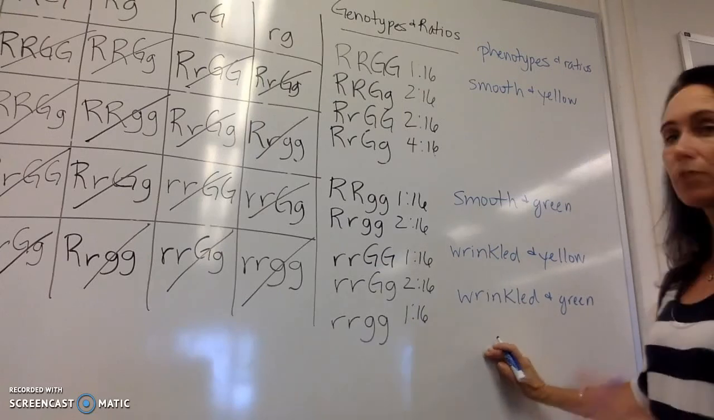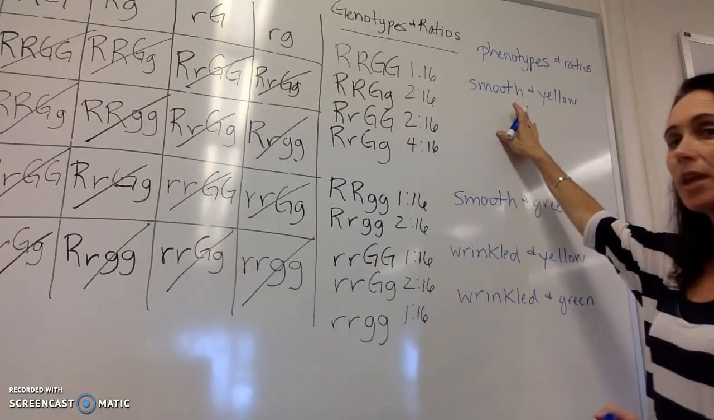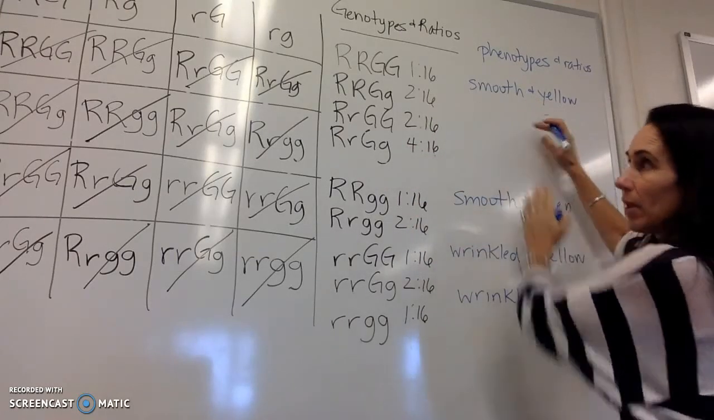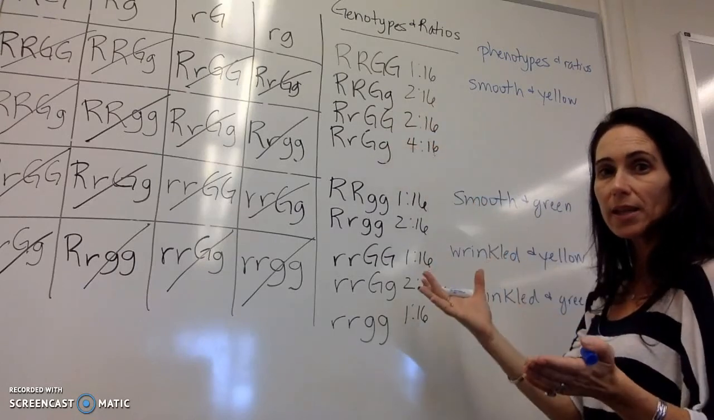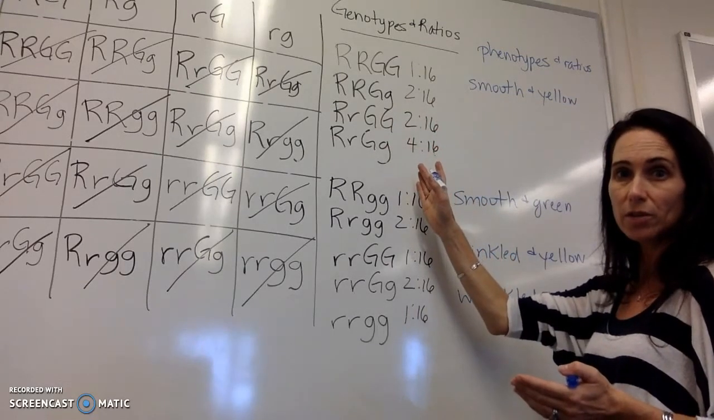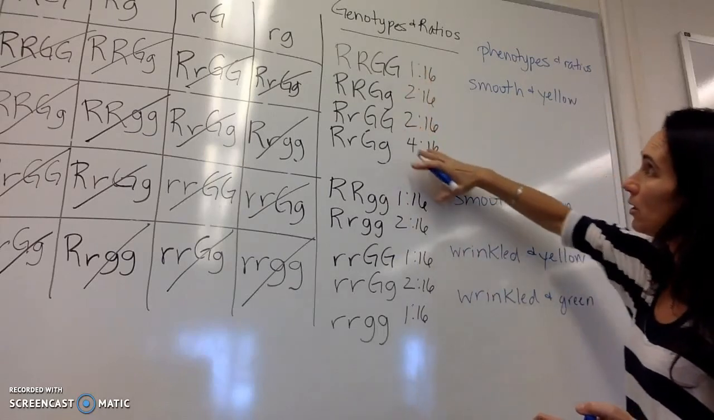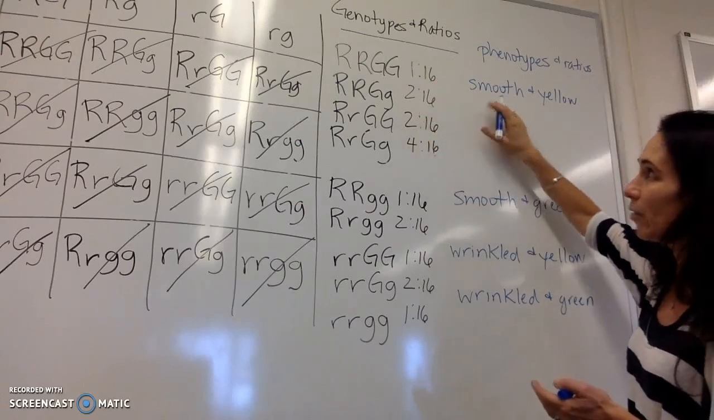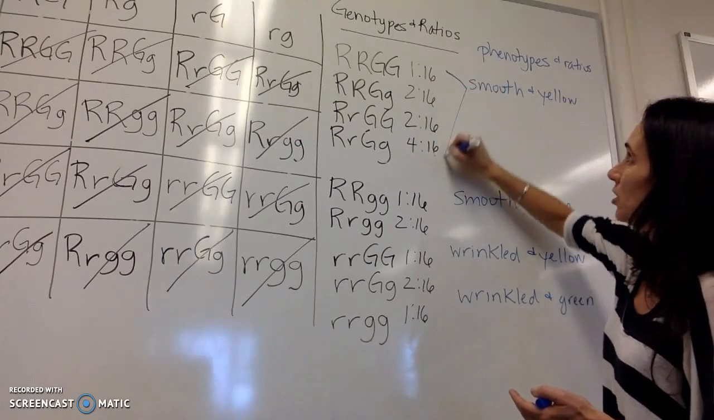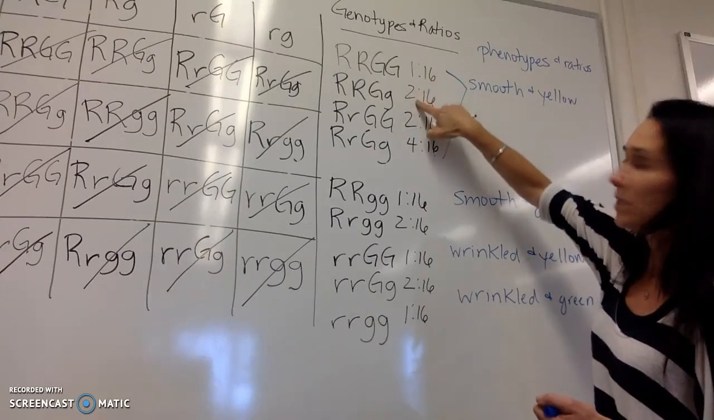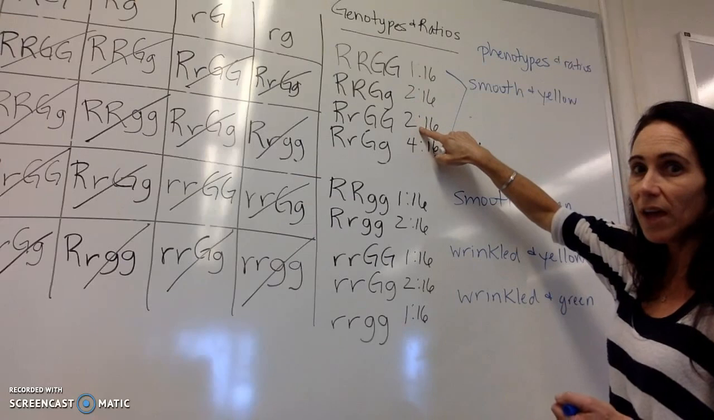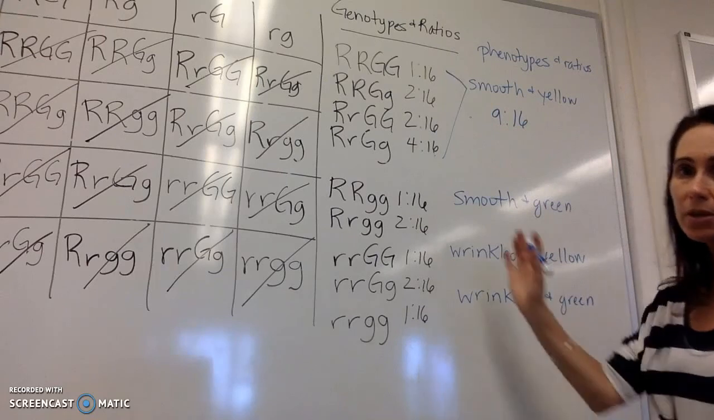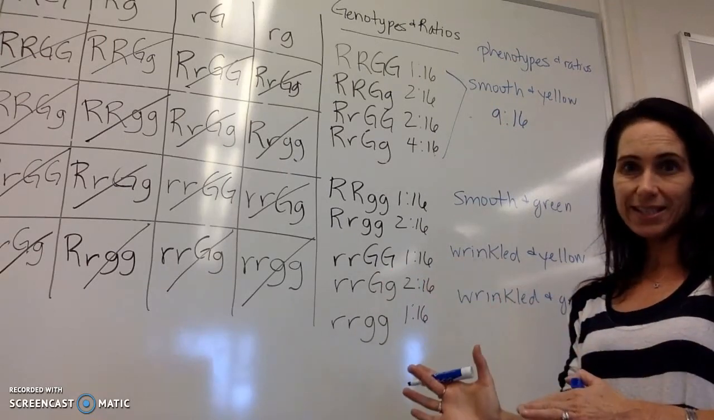And now what you're going to do for the ratios is you'll count how many times the genotype that produces this phenotype appears in the Punnett square. And you've already done that step by figuring out the ratios for the genotypes. So now you're going to add all of these genotypes and the number of times they appear in the square together that produce smooth and yellow. Okay, so that's these genotypes. And we get 1 plus 2 is 3, plus 2 is 5, plus 4 is 9. So the smooth and yellow phenotype appears in the Punnett square 9 out of 16 times.